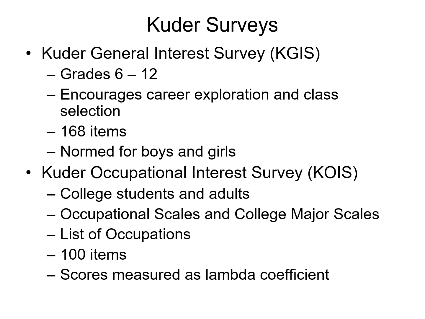The Kuder Occupational Interest Survey, the KOIS, is generally used for college students and adults. It has occupational scales and college majors, a list of occupations, 100 items, and scores are measured as a lambda coefficient. So there is a statistical technique going on here to get a better, more reliable score, and it's very much focused on occupations, based on the fact that it's usually being used on college students, those that are 19 and above.